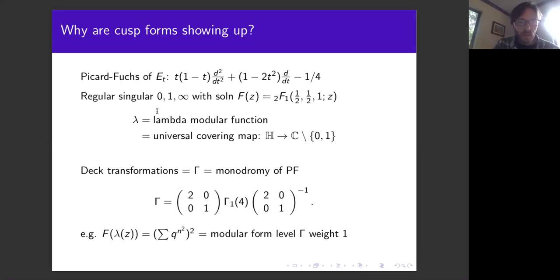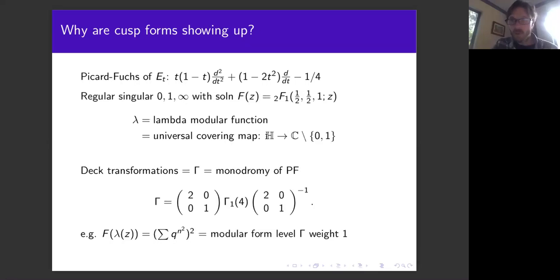Now, if we let lambda be the lambda modular function, this is a universal covering map that goes from the upper half plane to the complex numbers minus 0 and 1. So here, it's taking away... notice that this is P1, but without 0, 1, and infinity. And so this is going from H to exactly the space where you're taking out the singular points of this.